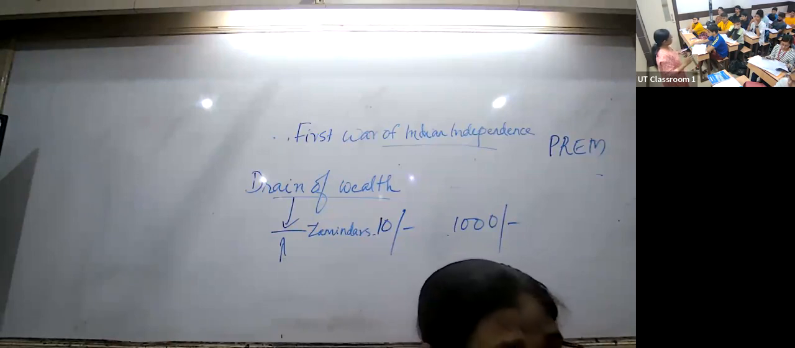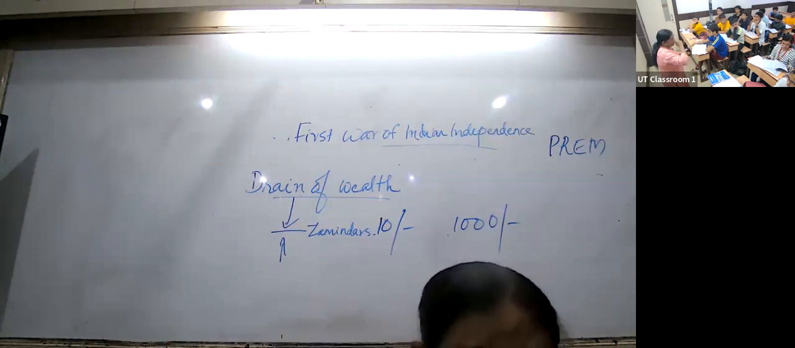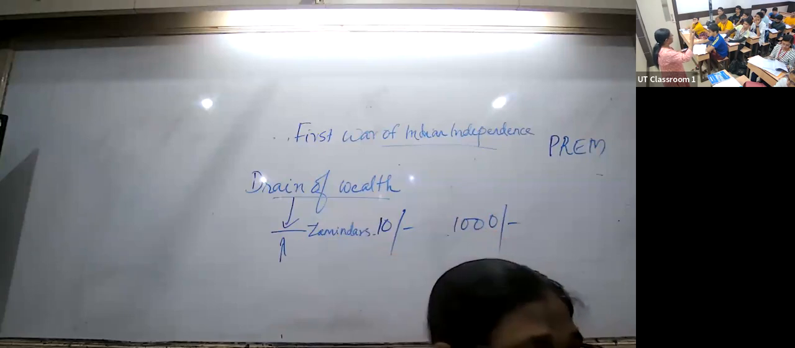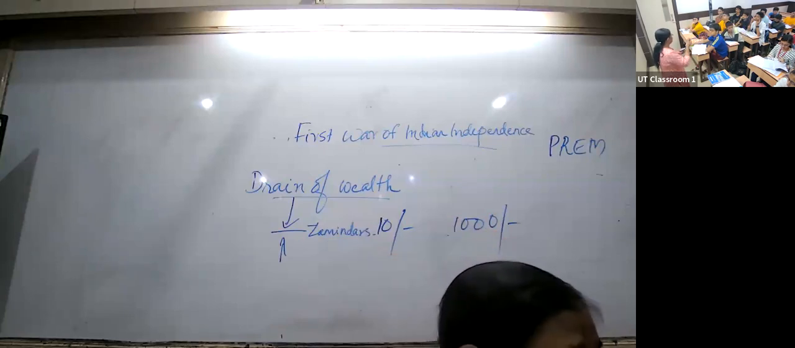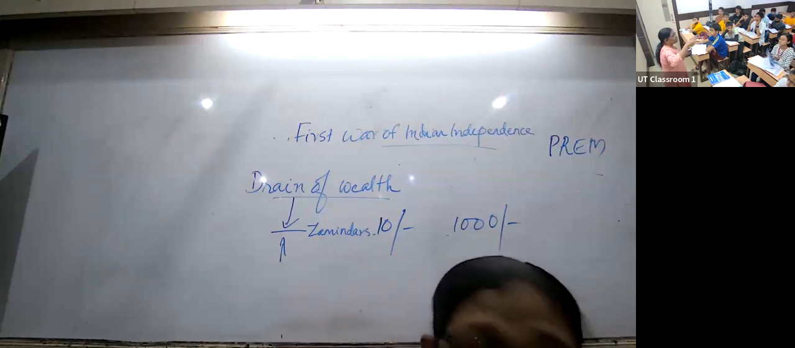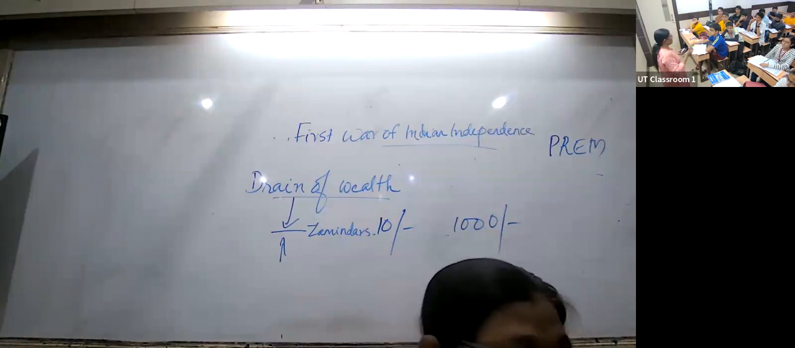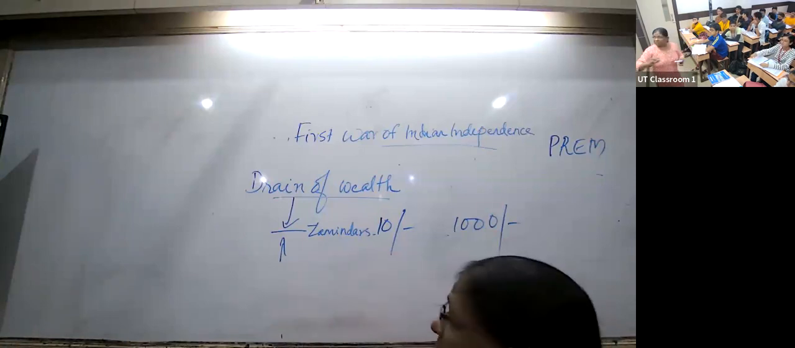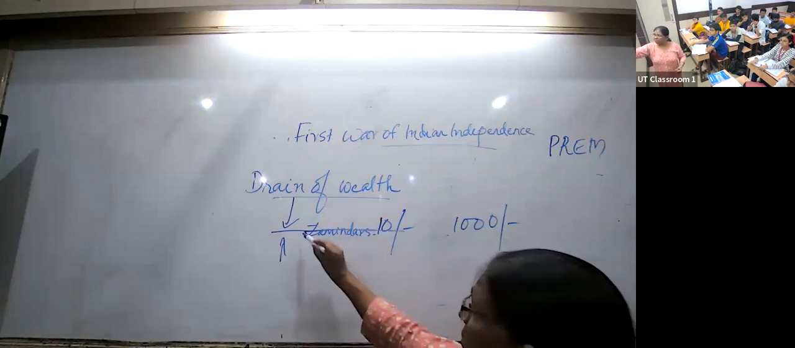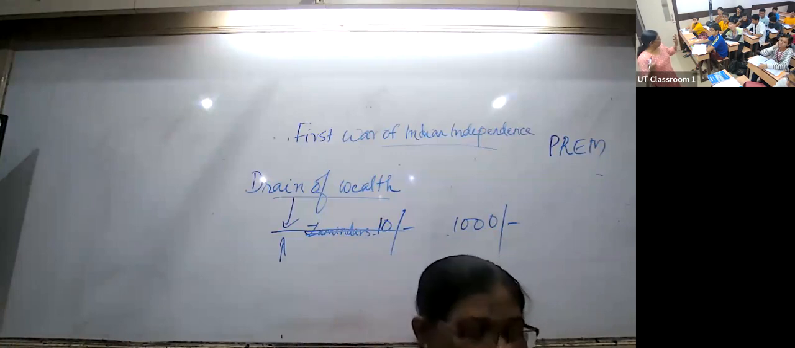Now this Zamindar can collect taxes. There were so many things you might have studied in your earlier class, like the permanent settlement. Some type of taxes they collected. It was fixed permanently, fixed for 30 years, like that. Now this group is removed.